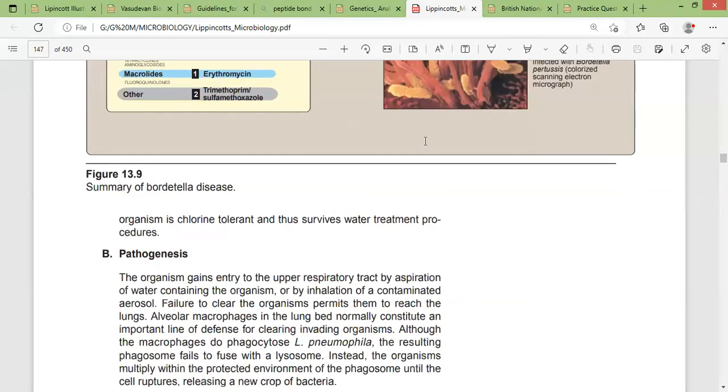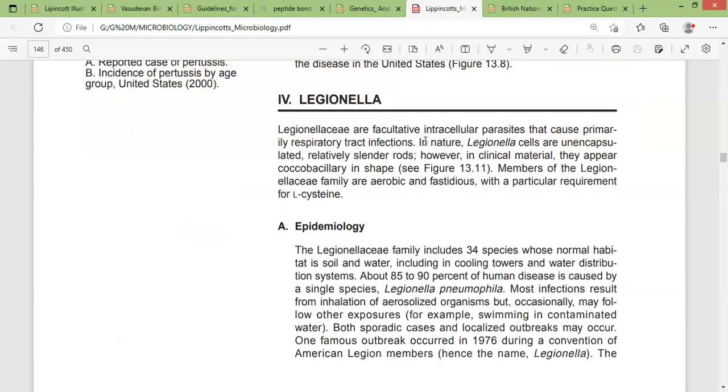Remember, for microbes, the viruses are the ones we say want to go inside the cell. But for Legionella and even for parasites, what infection does it cause? Just respiratory tract infection. See, even the name Legionella pneumophila, that was just pneumonia.